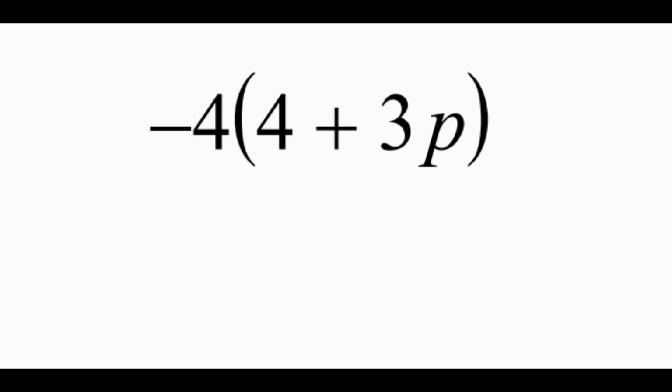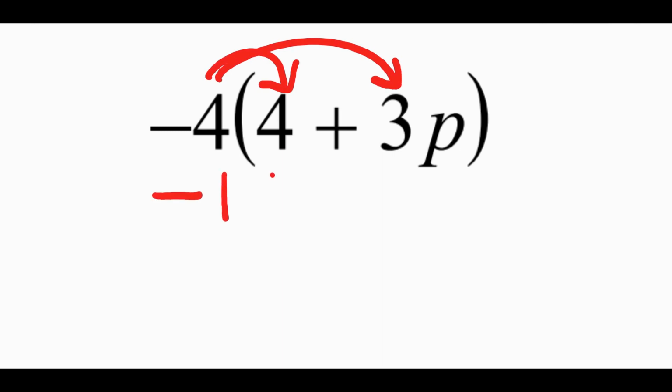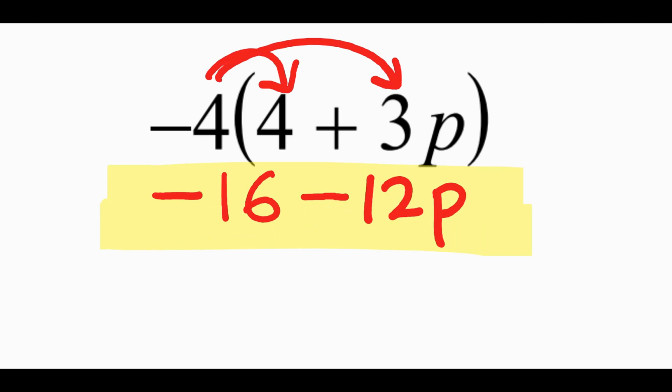Negative 4 times 4 plus 3p. You're going to multiply the negative 4 to both of the terms inside the parentheses. A negative times a positive is a negative, and 4 times 4 is 16. And then a negative times a positive is a negative again, and 4 times 3p is 12p. So negative 16 minus 12p would be your final answer.